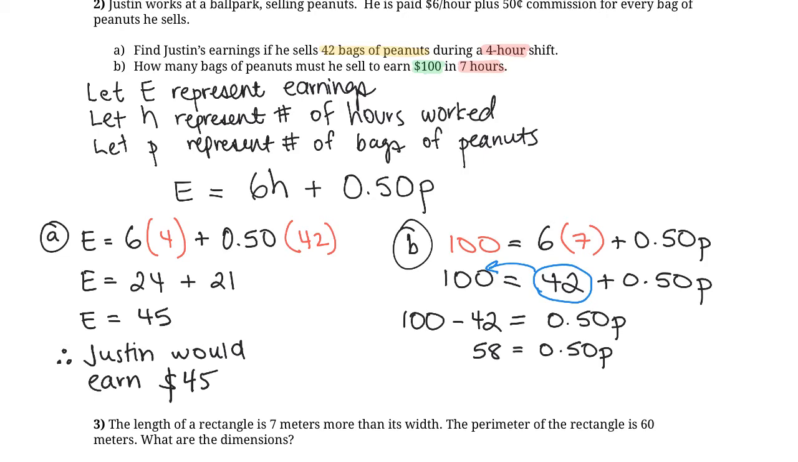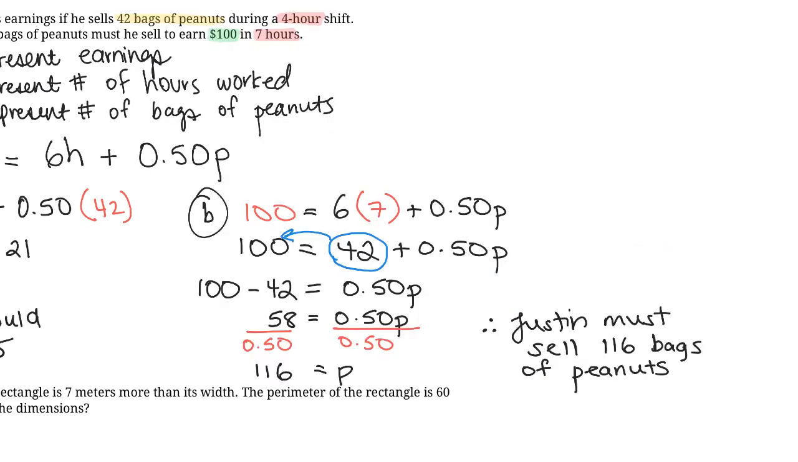And then to solve for P and get P by itself, we're going to have to divide both sides by 0.50. So that is going to give us an answer of 116. Don't forget to put in a concluding statement so we can say, therefore, Justin must sell 116 bags of peanuts.